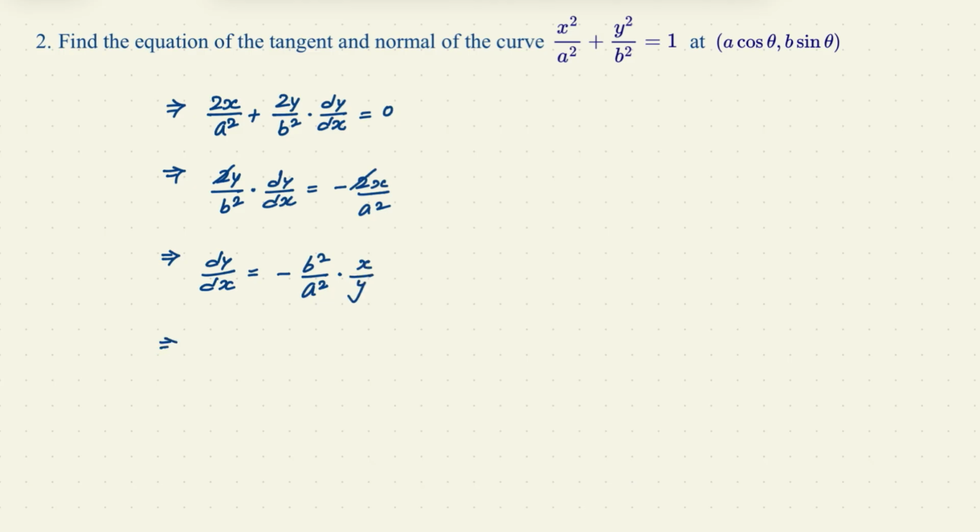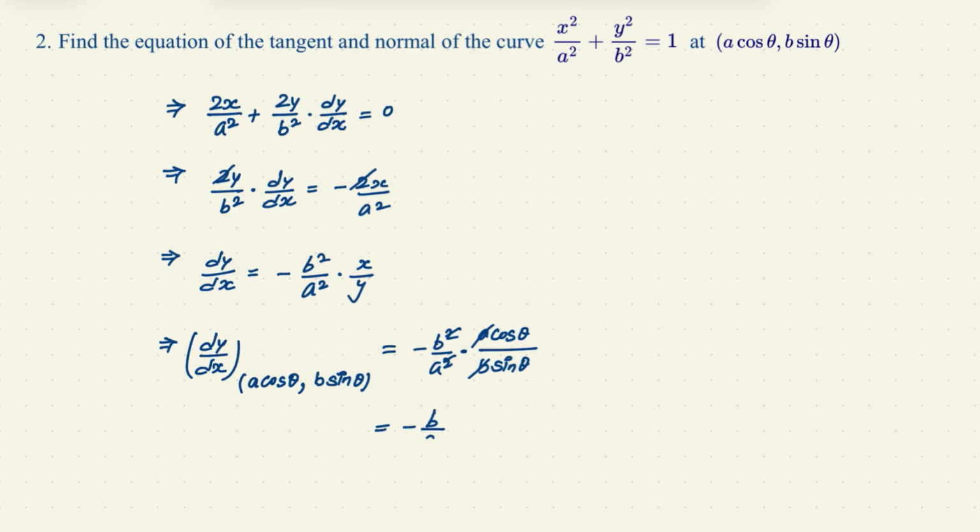So let us find the value of dy over dx at the point of contact, that is a cos theta comma b sin theta. So this will be equal to minus b square by a square into the value of x we have to put from the point of contact, that is a cos theta divided by y is b sin theta. So here a and this square got cancelled. Therefore the slope of the tangent at the point of contact is minus b by a cos theta over sin theta.